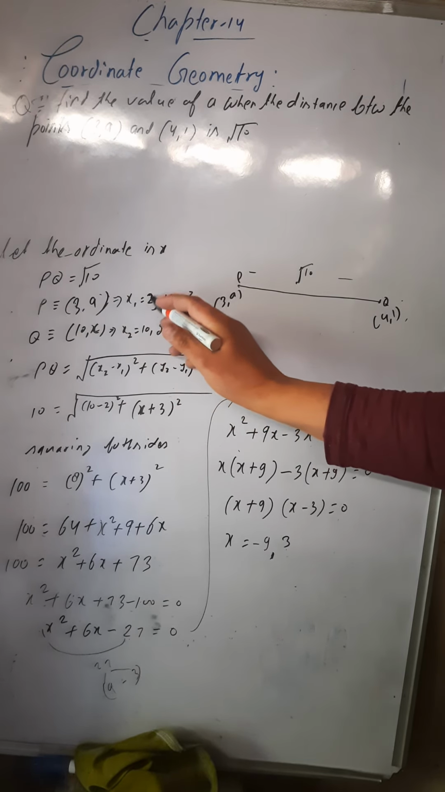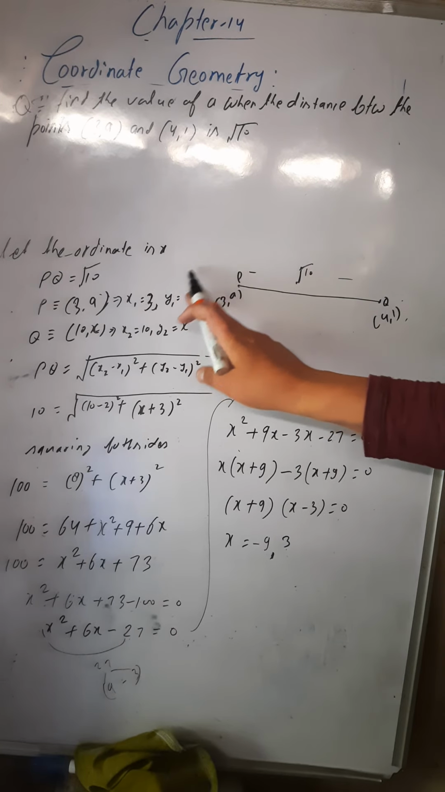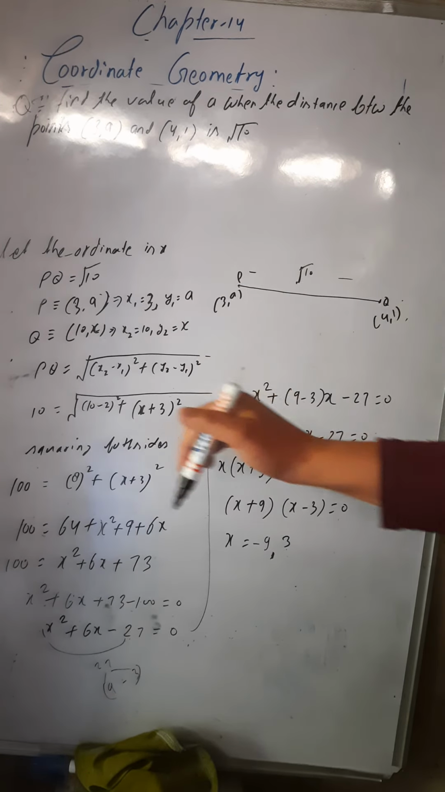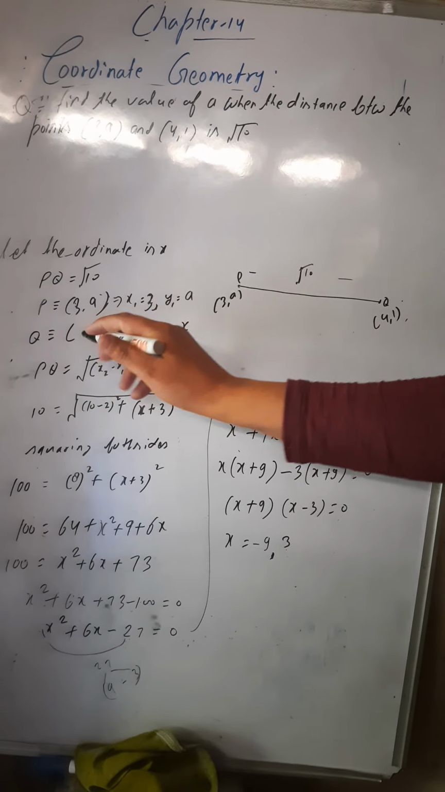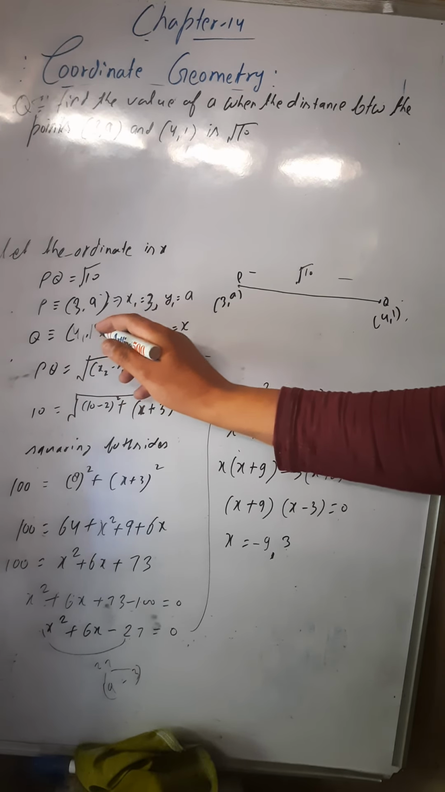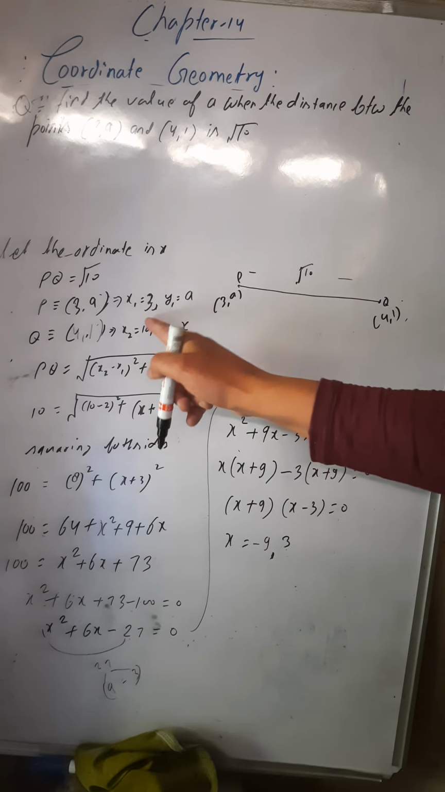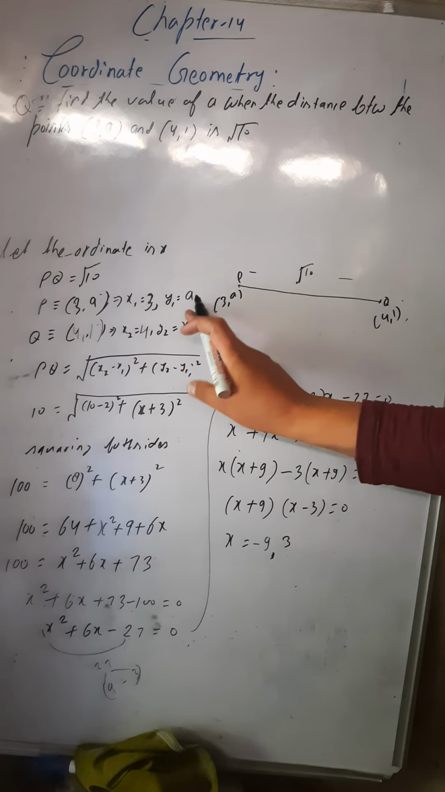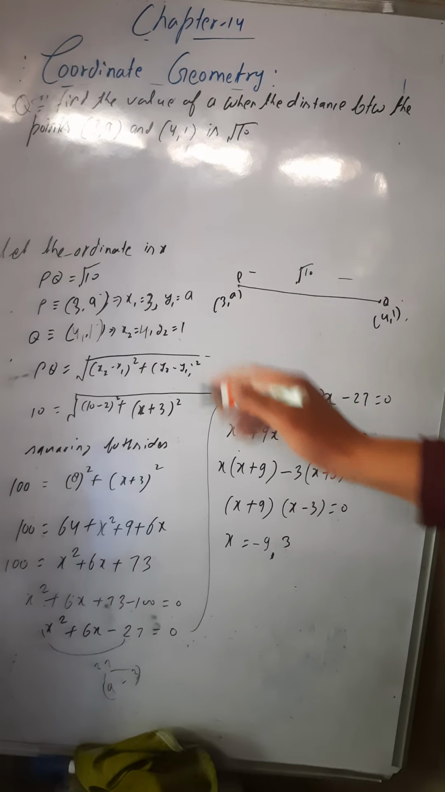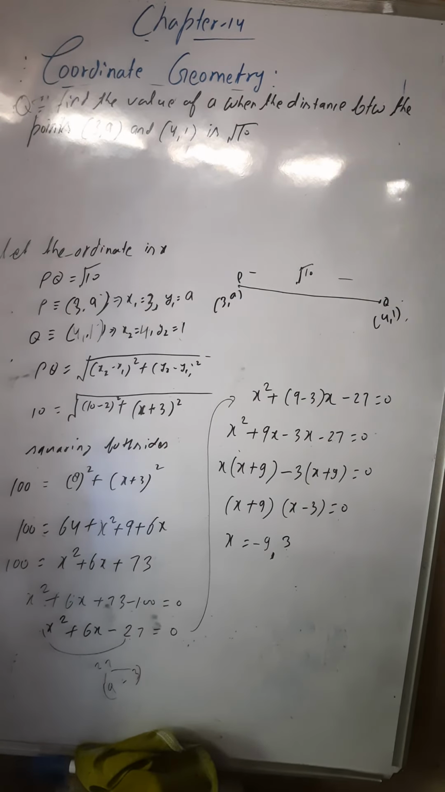X1 will be 3, Y1 will be a. Okay. Now Q point is 4 comma 1. This point is 4 comma 1. X2 is 4 here, and Y2 is 1 here. Now you will put this in this formula.